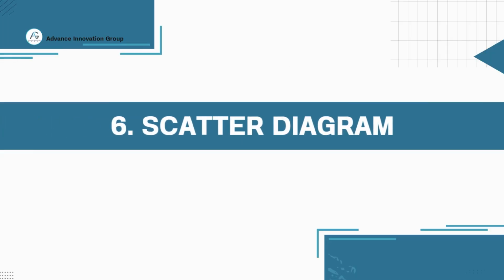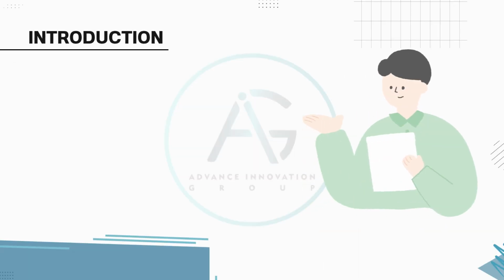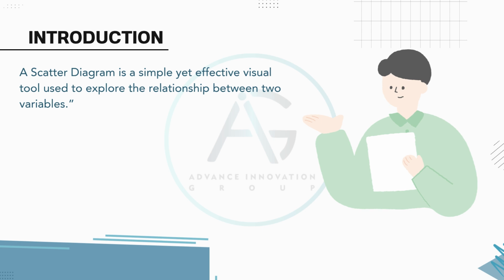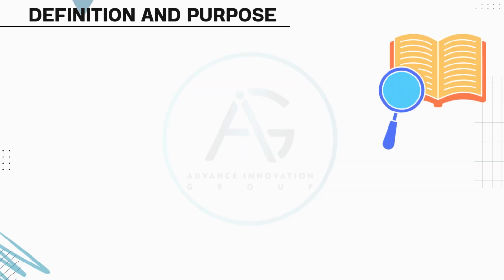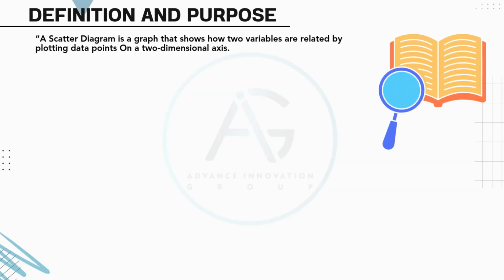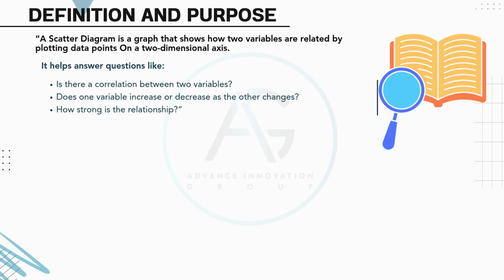Sixth, scatter diagram. Introduction. A scatter diagram is a simple yet effective visual tool used to explore the relationship between two variables. Definition and purpose. A scatter diagram is a graph that shows how two variables are related by plotting data points on a two-dimensional axis. It helps answer questions like, is there a correlation between two variables? Does one variable increase or decrease as the other changes? How strong is the relationship?